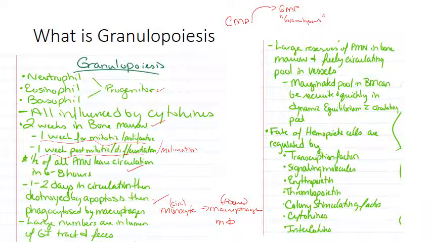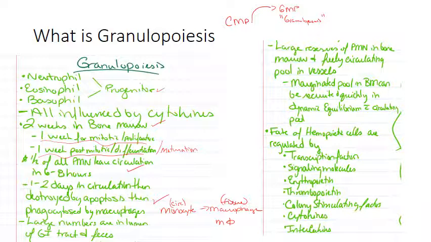the body is fighting an infection, it sends out cytokines or inflammatory cytokines, then what's going to happen is the neutrophil is going to be released. They're going to diapedese, which means squeeze through the endothelium, and they're going to be released in the sinusoids and back into general circulation via the nutrient foramina of the bone marrow.